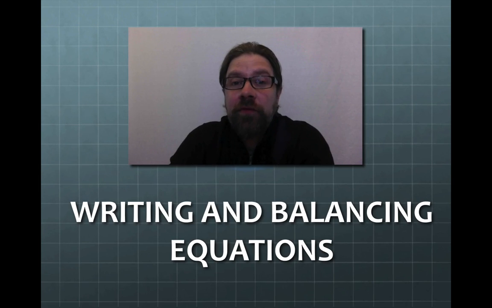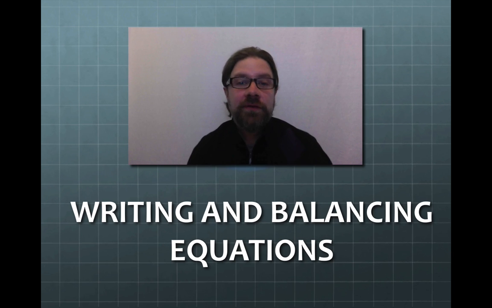Everybody. Now that we've been through formula writing and naming of ionic compounds, covalent compounds, diatomics, and acids, we are now ready to write and balance equations. We're going to take all of those individual pieces that we've picked up along the way and now put them together into something meaningful, showing how reactants, how substances that react together are going to react to form or produce products. Let's go ahead and get started.